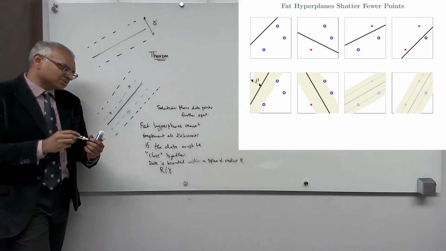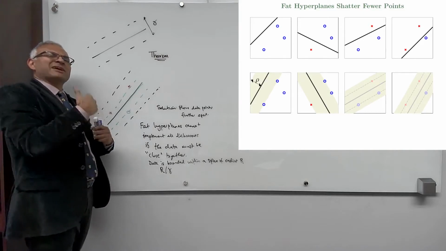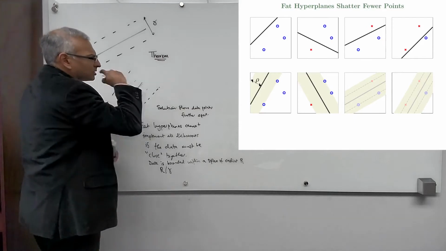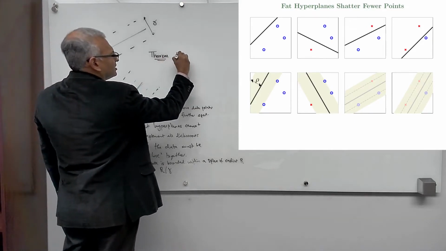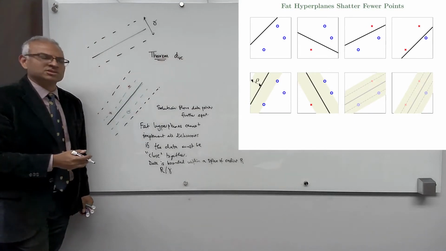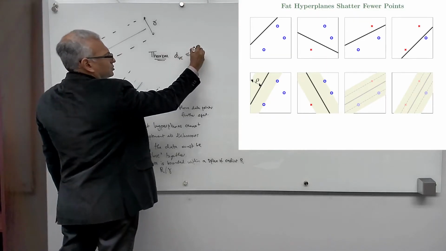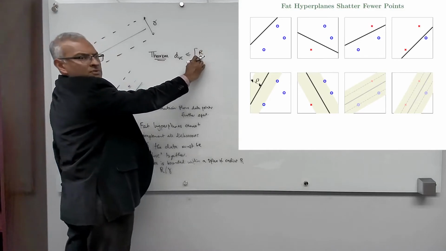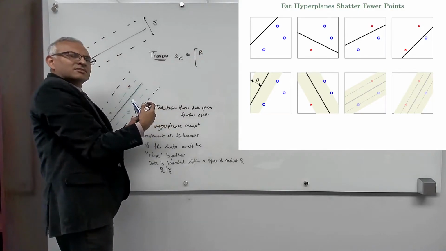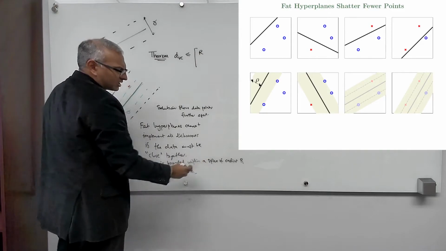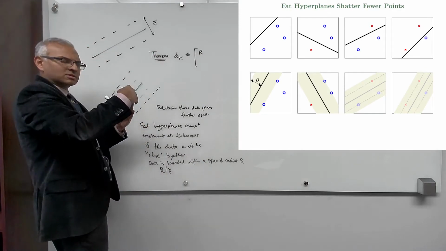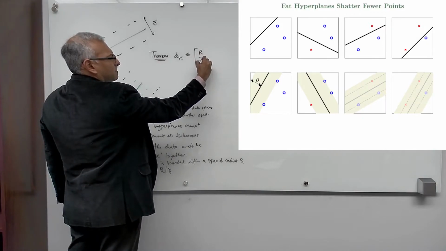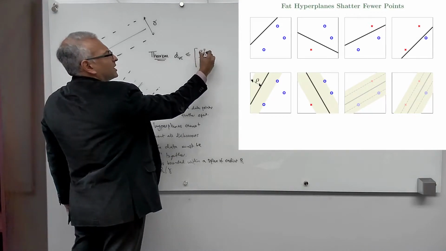So what's the VC dimension related to? The VC dimension is related to the maximum number of data points that you can shatter. Indeed, we can show that the VC dimension, dVC, i.e. the maximum number of data points that you can shatter, is less than or equal to basically this ratio squared: the width of the data, the bound on the sphere that contains it, r, divided by gamma, the thickness of the hyperplane, squared.